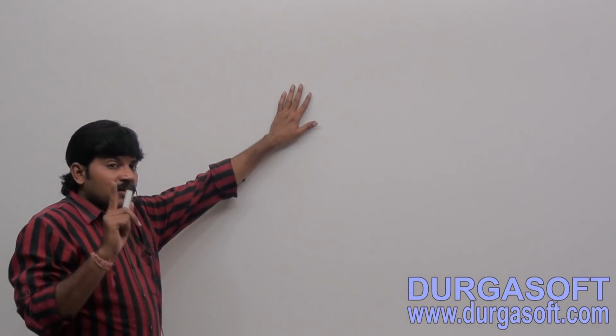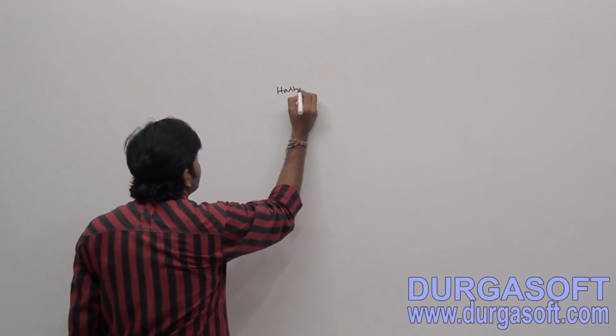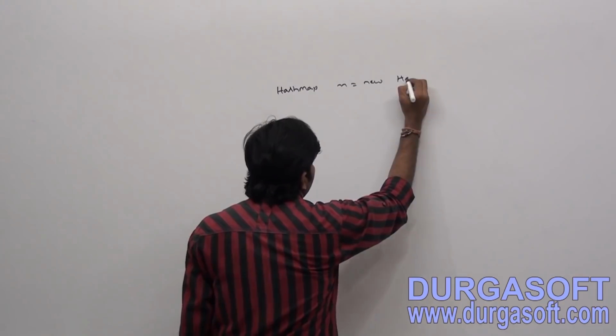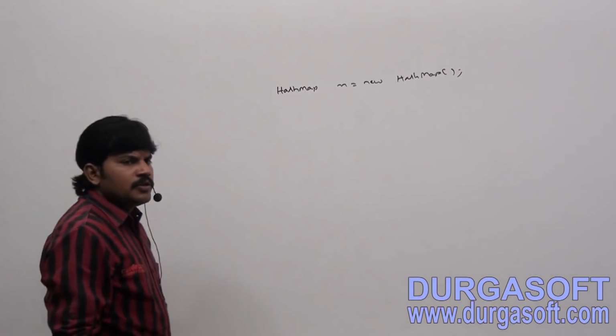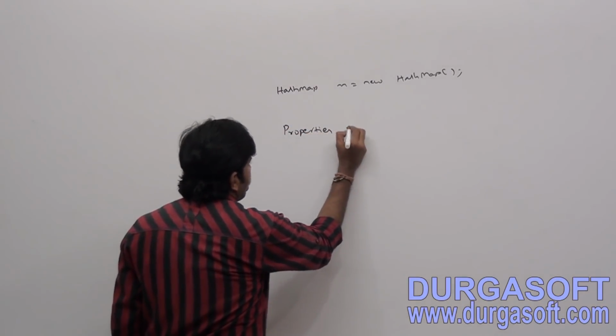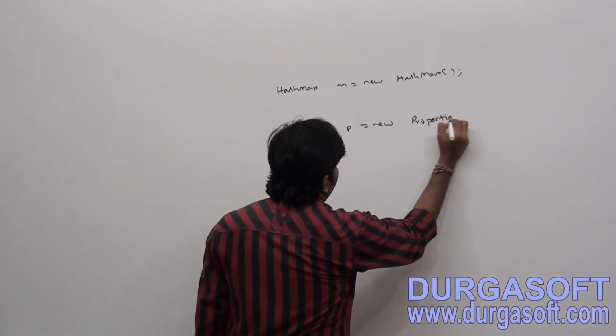Now, how to create a properties object? What is the constructor? Here one small twist is there. Suppose I can take a HashMap or Hashtable also, no problem at all. HashMap m = new HashMap(). So Properties p = new Properties(). Observe the word: Properties p = new Properties().